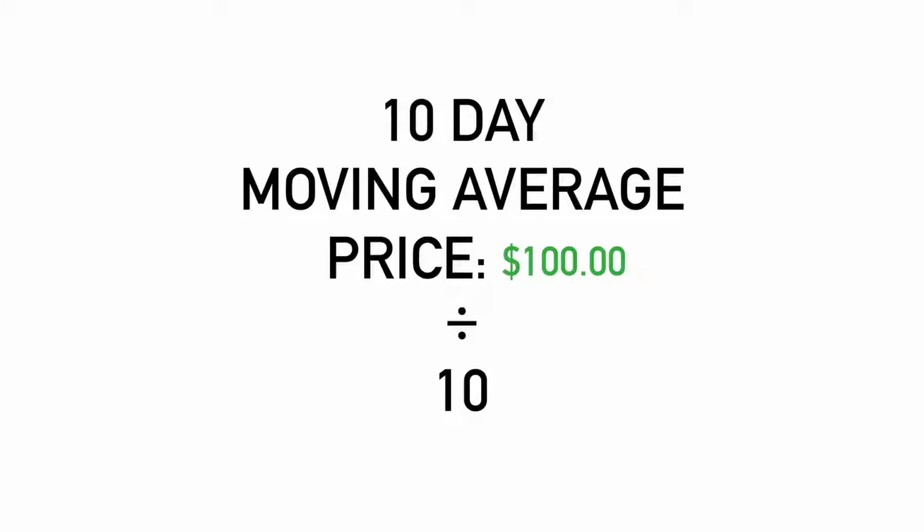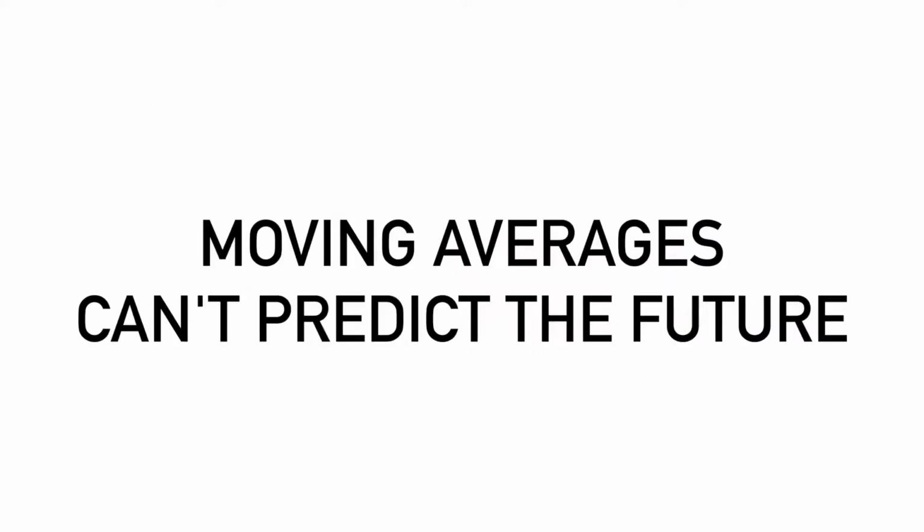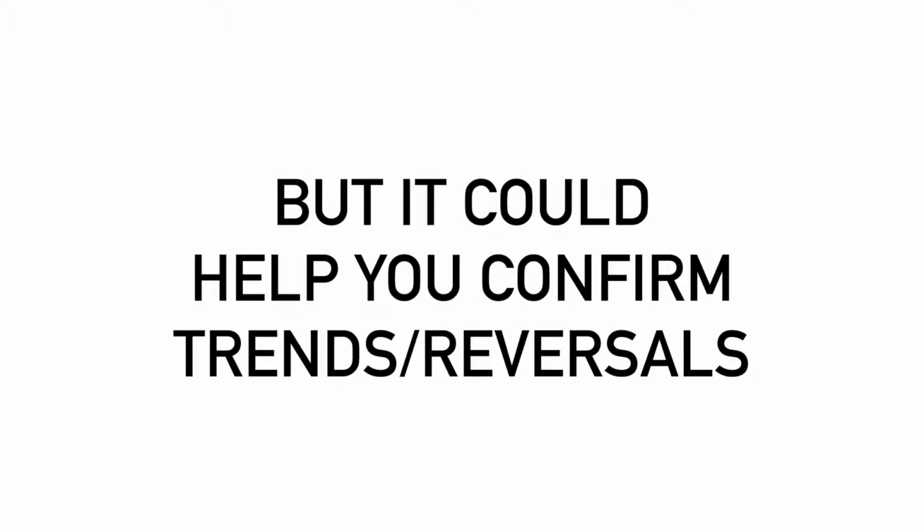So now that you know that, you can see how moving averages are based off of past prices and mathematical equations, which is why they cannot warn you of anything in advance or tell you what is going to happen in the future. Instead, they can help confirm if a trend or a reversal is taking place based off of the past trading numbers.